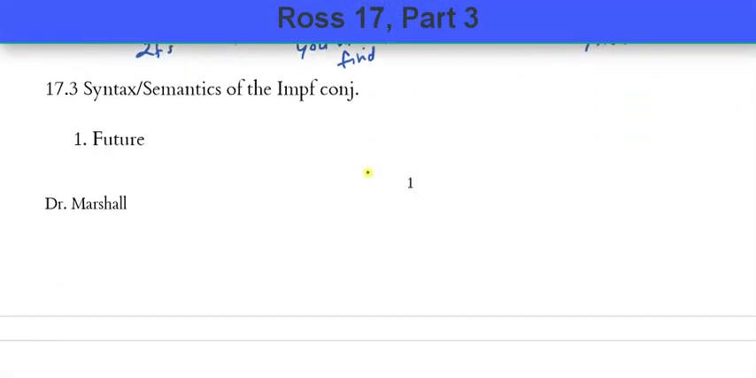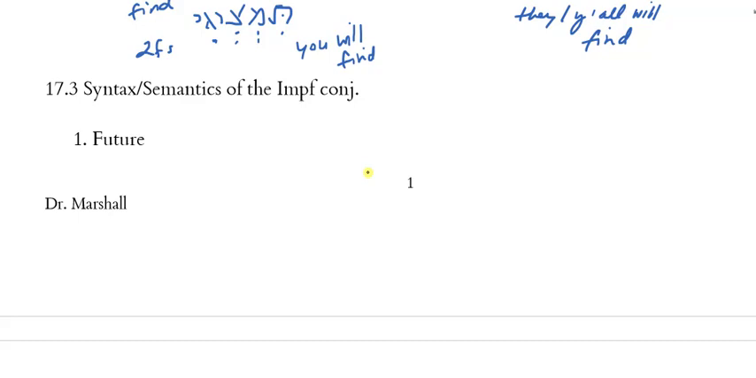Okay, so let's talk about the syntax. Really, what Ross calls the syntax of the imperfect is really the semantics of it. In other words, how are we going to translate the imperfect verb forms when we come to them? Remember, the imperfect conjugation seems to be indicating verbal activity that is not being portrayed as complete. There's no reference made to its end at all.